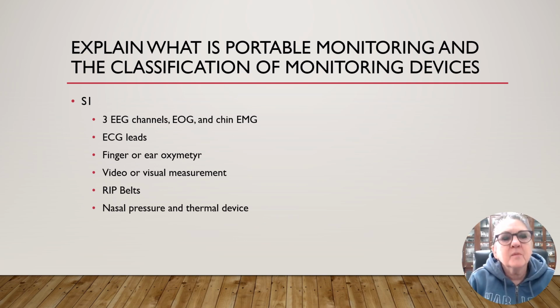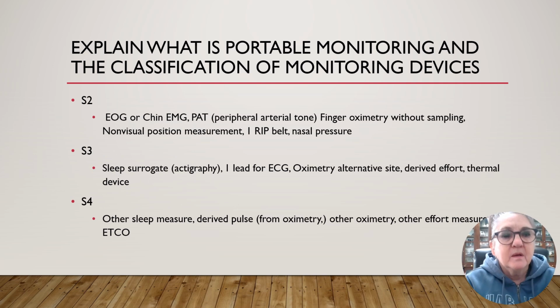The next couple of slides, I'm going to describe the different types of portable monitoring systems. The S1 requires that they have 3 EEG channels, eye movement and chin EMG, EKG leads, finger or ear oximetry, video or visual measurement, RIP belts, and nasal pressure and thermal device.